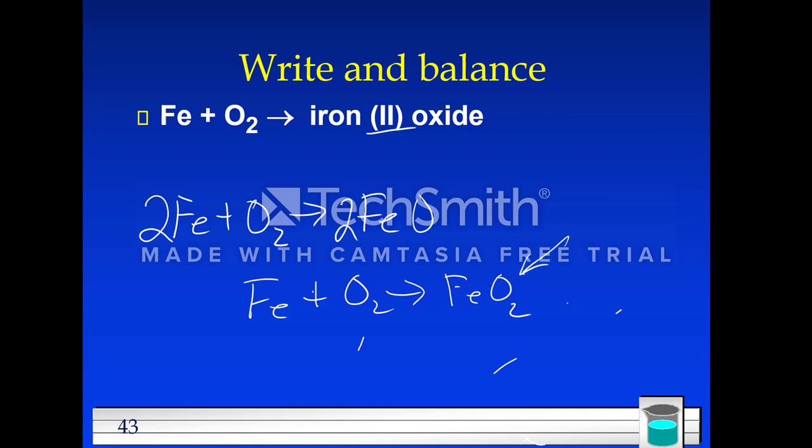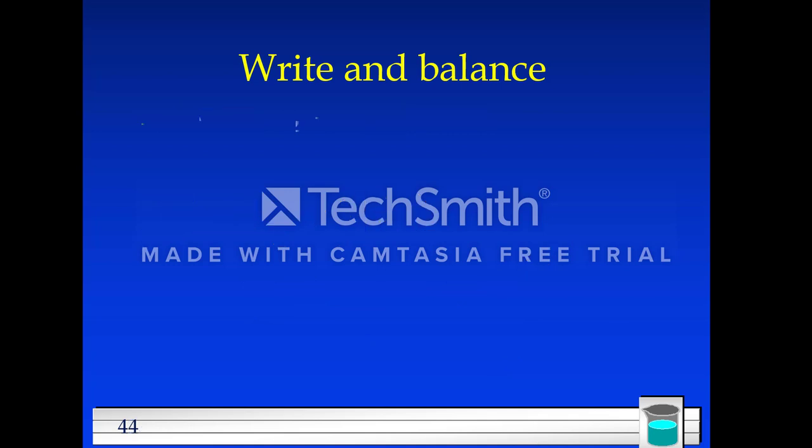You're living in a pretend universe. Okay? There's no iron 2 oxide, or iron 4 oxide. It doesn't exist. You can't make it. Okay? So, one last one, could be the nastiest one. Aluminum and oxygen.